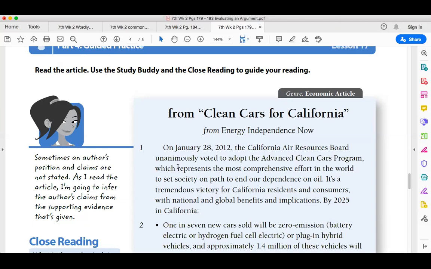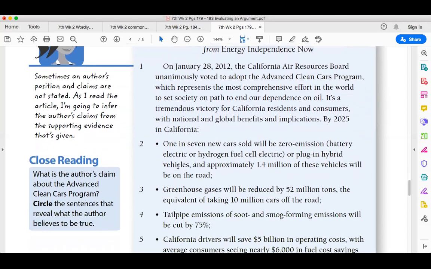So let's go and look at what our study buddy has to say. Sometimes an author's position and claims are not stated. As I read the article, I'm going to infer, making an educated guess, of the author's claims from the supporting evidence that's given. So sometimes you just have to look at the evidence, the claims, and then you can figure out what the author's claim is. And that's what she's doing. All right, so let's go look at close reading. The very first one: what is the author's claim about the Advanced Clean Cars program? Circle the sentence that reveals what the author believes to be true.